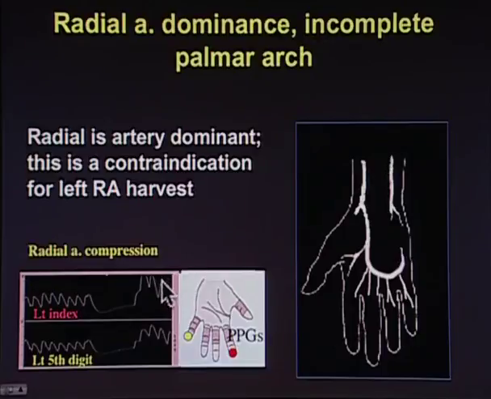Here's the redundant image showing compression of the radial artery with reduced perfusion. So this person probably has a perfusion in the hand that may look something like this. In this patient, if they harvest the radial artery, this is going to be a contraindication. There'll be no perfusion to the digits. So this is a convenient method for testing preoperatively whether this palmar arch is intact or whether the radial or the ulnar artery is dominant in that particular patient.